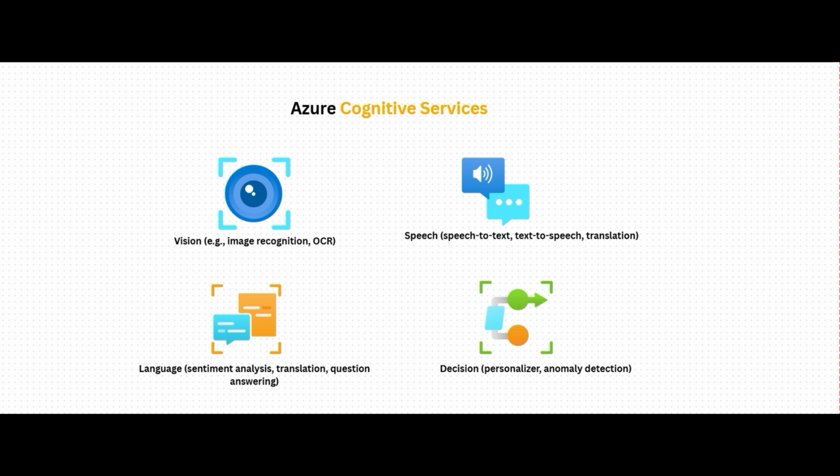So let's try to understand Azure Cognitive Services. These are pre-built AI models that you can use directly through simple APIs without needing deep machine learning expertise. They cover four major areas. Number one, vision, for image recognition, object detection, face analysis, and many more. Number two, speech. This is used for speech to text, text to speech, and translation. Number three, language, so natural language processing. And number four, decision. These services are for anomaly detection, personalization, and content moderation. So think of cognitive services as plug and play AI models ready for integration into your application.